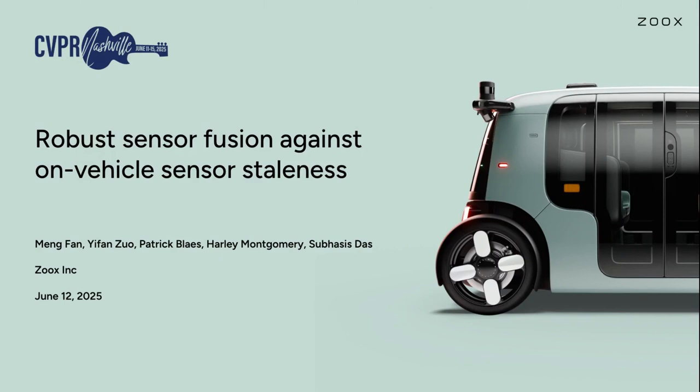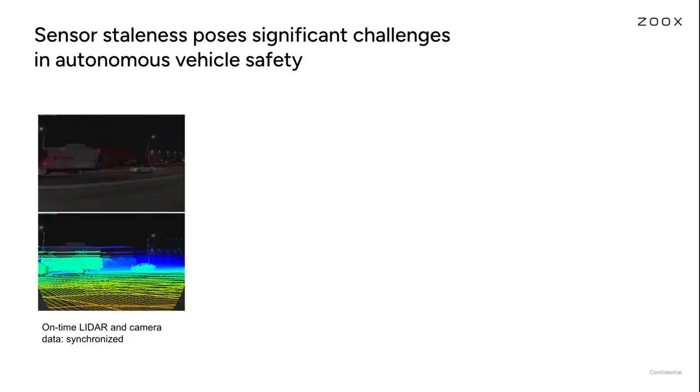Today I'm going to talk about robust sensor fusion against on-vehicle sensor stillness. Sensor fusion is crucial for the perception system in autonomous vehicles. But sensor stillness, where data from different sensors arrive with varying delays, poses significant challenges.